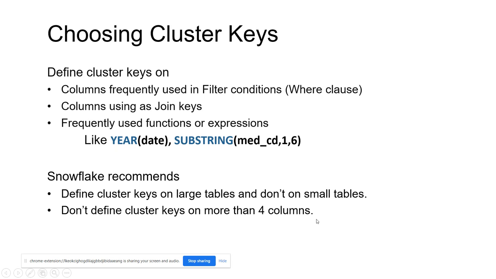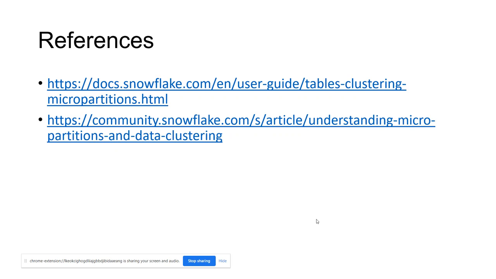Snowflake is recommending that you apply clustering on a maximum of 4 fields, don't apply beyond that. It will take a lot of time to recluster the data, and unnecessarily a lot of credits will be consumed. Even if you apply clustering on more columns, it may not improve the query performance. So these are the two recommendations from Snowflake while choosing the cluster keys.